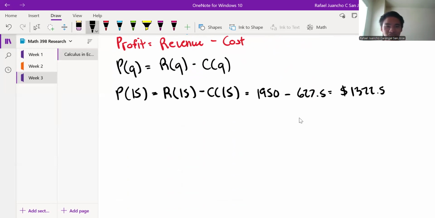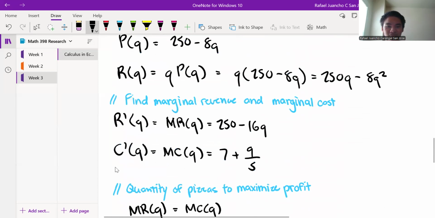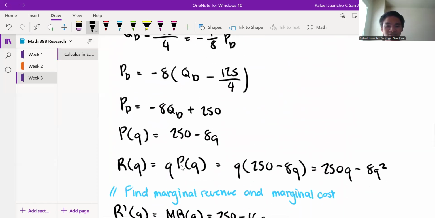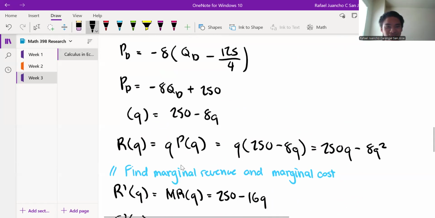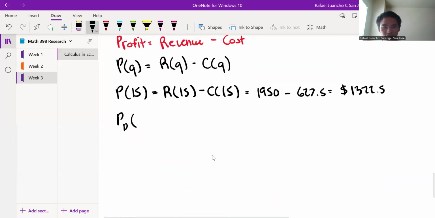Okay, I'm using my price. So I'm just gonna say price demanded maybe, just to make it different. Because I use P of Q here for profit, and I also use P of Q for price here. This is confusing. I'm just gonna say price demanded here in terms of Q. Yeah, and then this is just Q. I'm still gonna use the same thing, 250 minus 8Q.